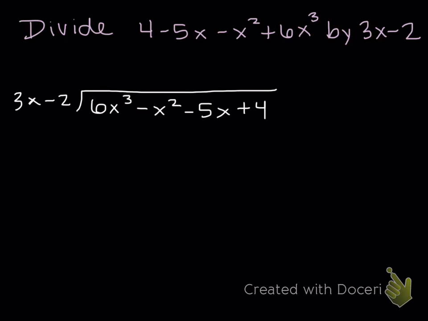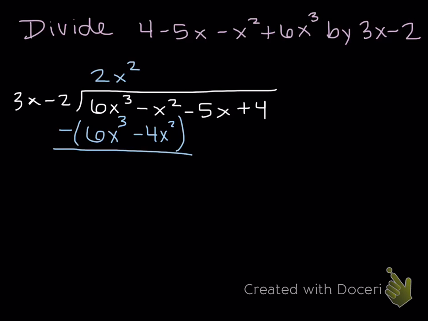So 3 goes into 6x cubed evenly 2x times 2x squared. And I distribute it, so I'll get 6x cubed minus 4x squared. And again, we are subtracting the quantity. This step is extremely important so you don't mess up your signs. So I have a negative 1x squared minus a negative 4x squared. So that double negative will cancel, and I'll get a 3x squared. And now I drop the negative 5x, so you're only dropping one term at a time.